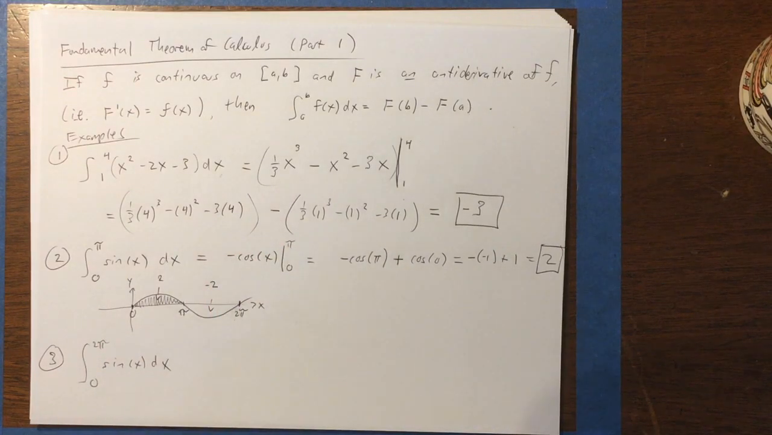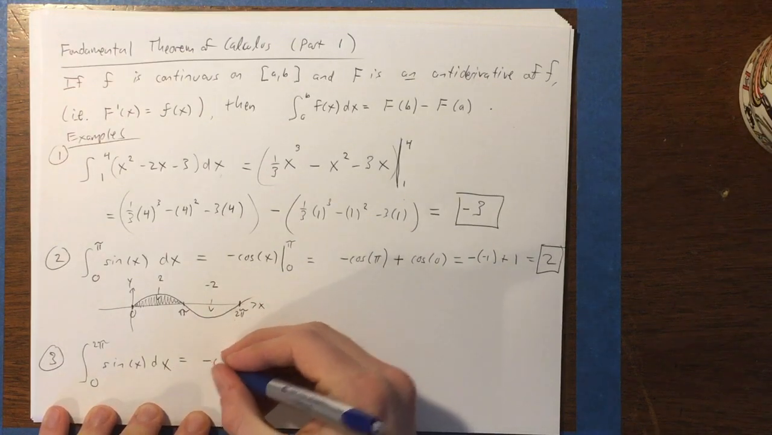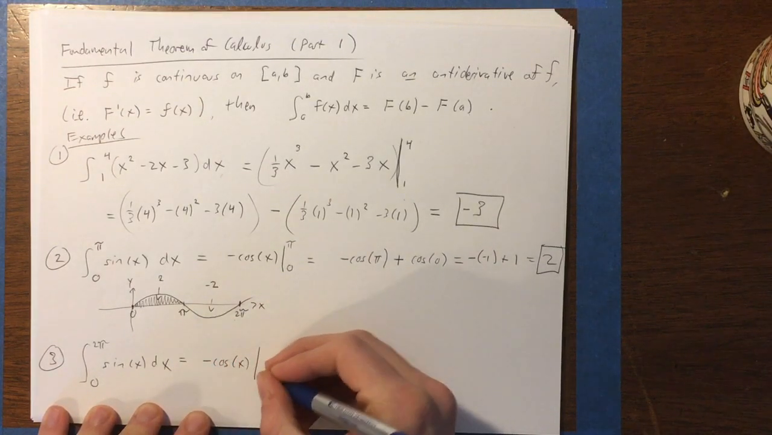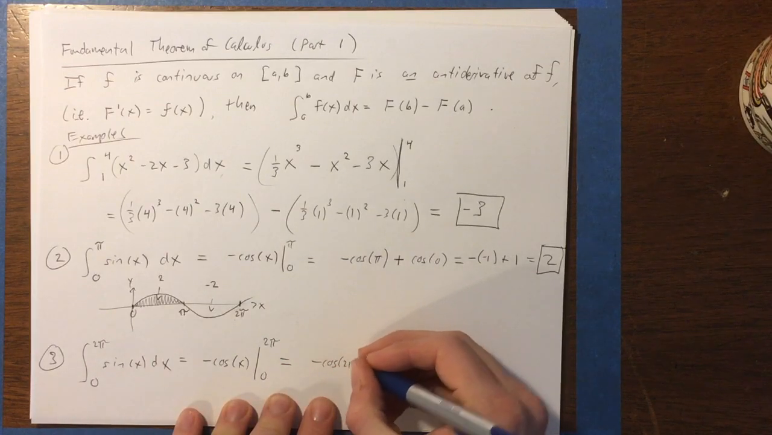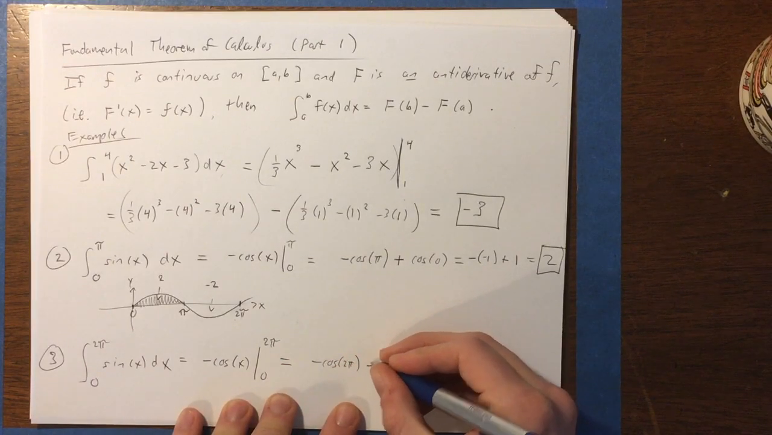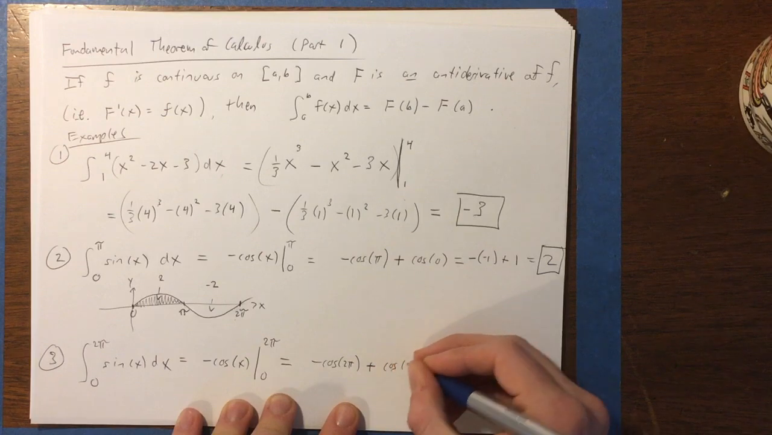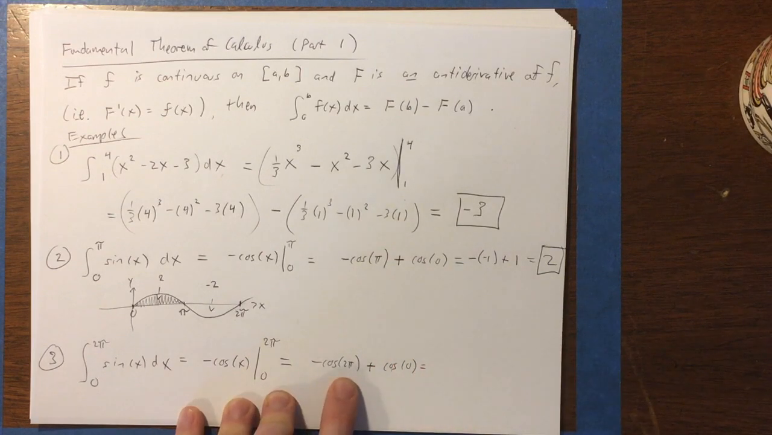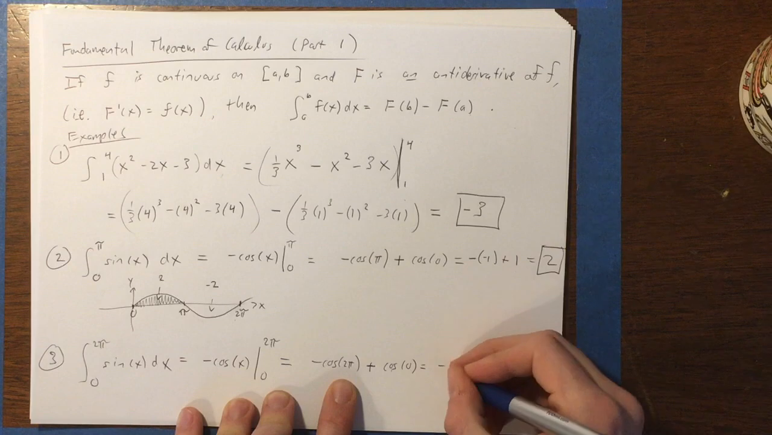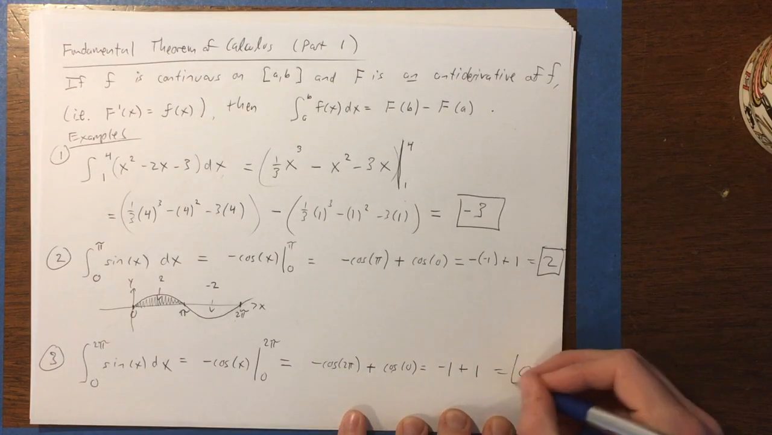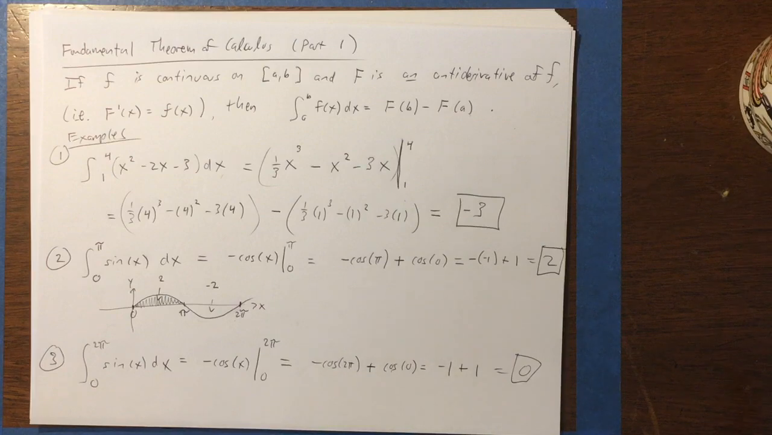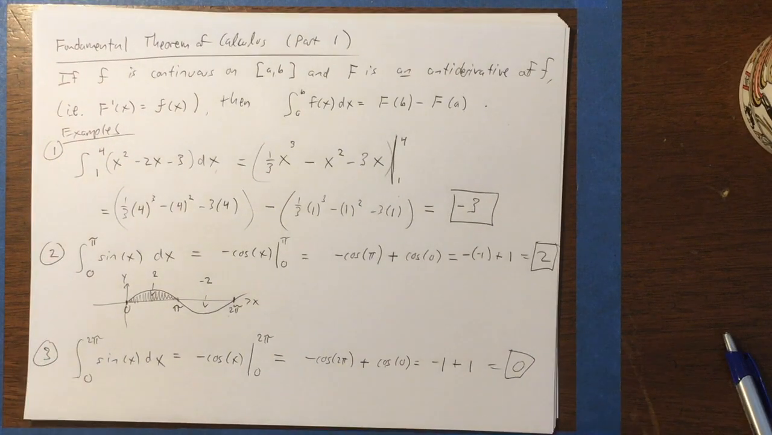Well, let's double check. Let's take our antiderivative, negative cosine of x, evaluate it at 0 and at 2 pi, and then subtract. We're going to do negative cosine of 2 pi minus negative, so plus, cosine of 0, and we get, well, cosine of 2 pi is 1, so this is going to be negative 1 plus cosine of 0, which is 1, and that is indeed 0. So just confirming what we suspected, the net area there from 0 to 2 pi is 0.